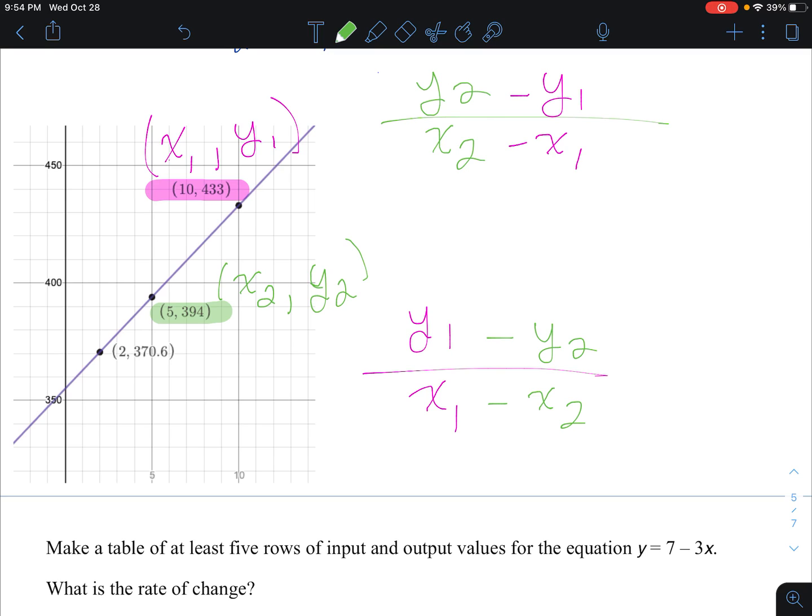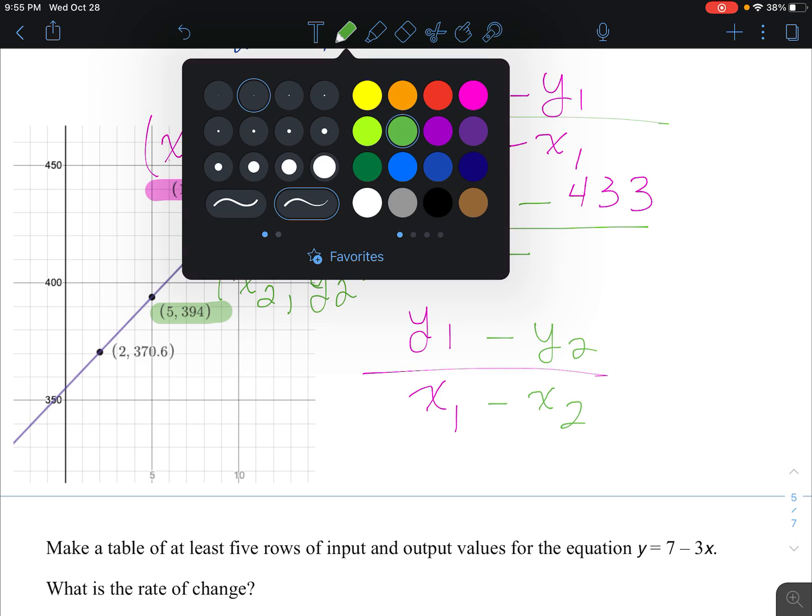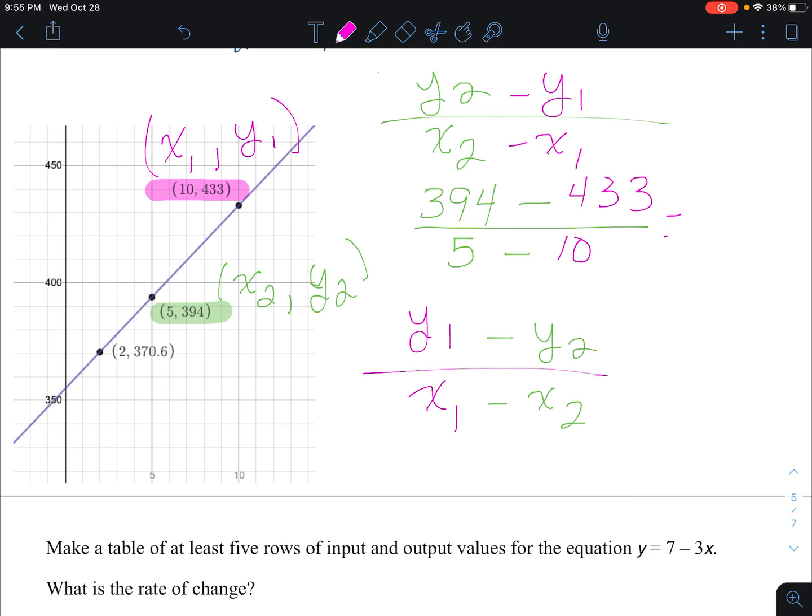If I'm starting with, I'm going to do this top part here. According to what I wrote up here, I would take 394 because that's the Y value of my second point. And then I'm going to subtract the Y value of my first point, over the X value of my second point minus the X value of my first point. So I'm at 394 minus 433. Nope, 394.